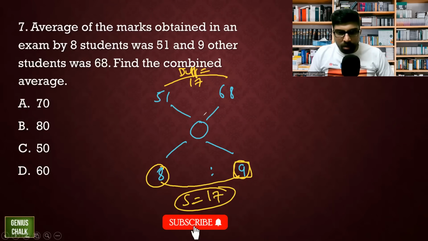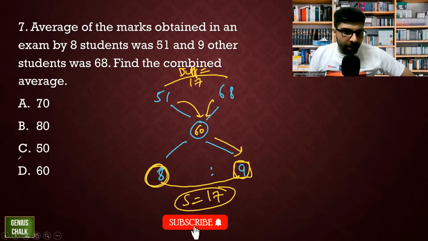That means we can write 51, and something which is more than 51, that must be 9. So that something must be 60, because 60 minus 9 is giving you 51, or 60 minus 51 is 9. And here also 68 minus 60 is going to give you 8. So this is my answer, 60, with the help of the second way.